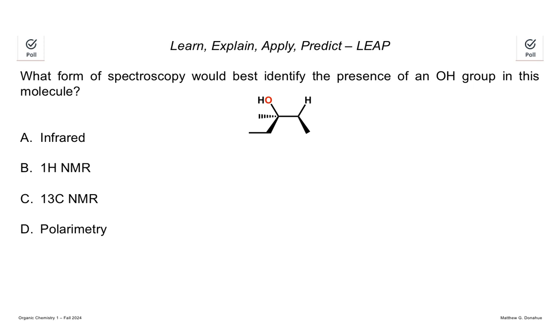So which form of spectroscopy would you use to identify the presence of the OH group? So that would be IR. Again, you'd have that really broad stretch from 3,500 to 3,000. That's really to the left of your normal sp3 carbon-H stretching.